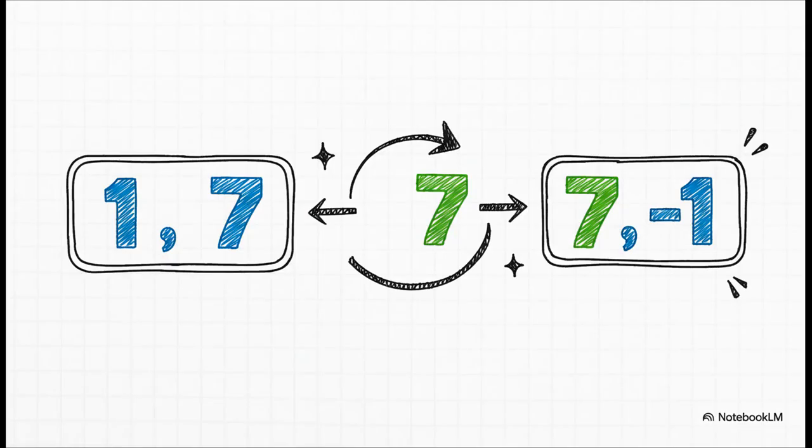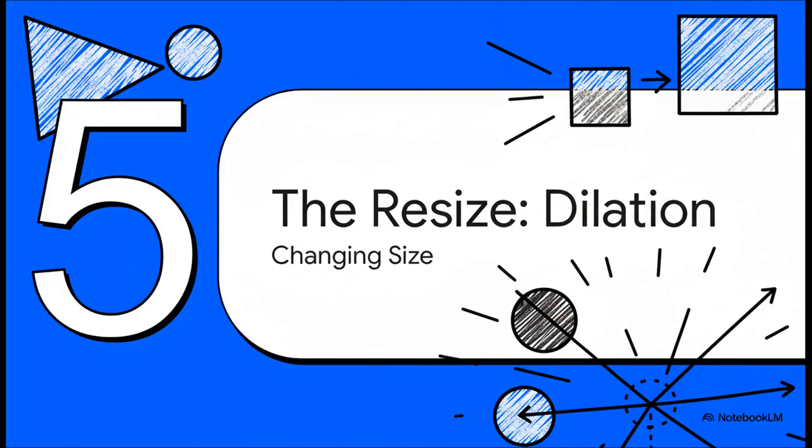Okay, I'll admit the coordinate pattern for a rotation can seem a little tricky at first, but there's a simple rule. For a 90-degree clockwise turn, two things happen. First, the x and y coordinates literally swap places. Then the new y coordinate flips its sign, so a point that starts at 1, 7 ends up at 7, negative 1. It's a predictable little mathematical dance. We've slid, we've flipped, and we've turned. We're almost there. But what about changing the size?